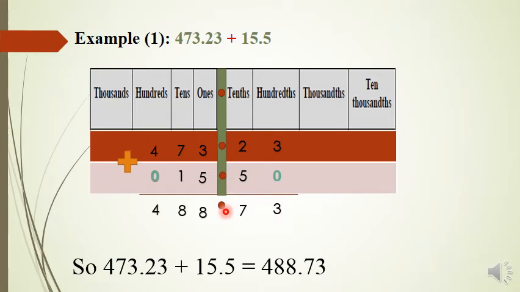So 473 and 23 hundredths plus 15 and 10 and 5/10 is equal to 488 and 73/100.